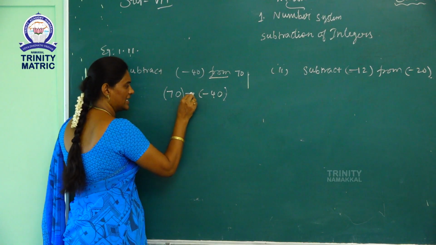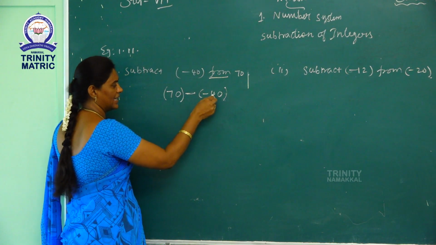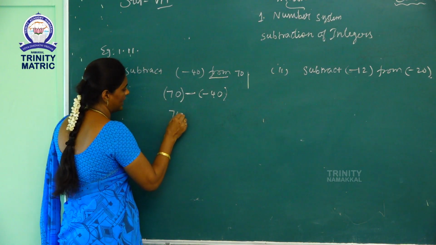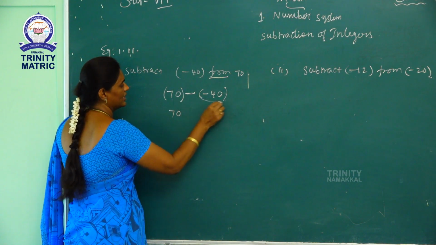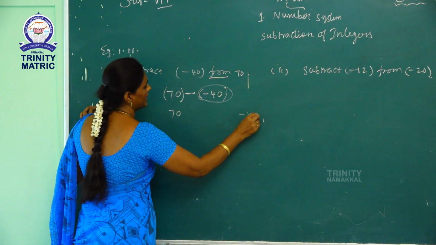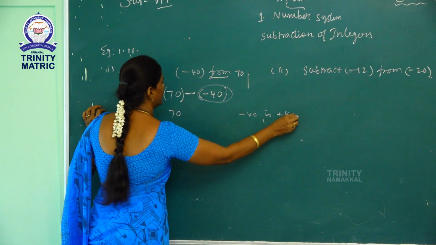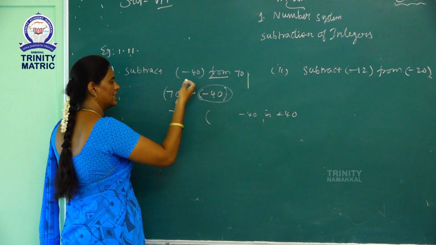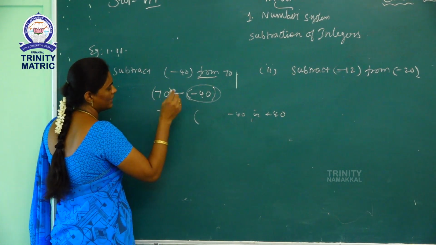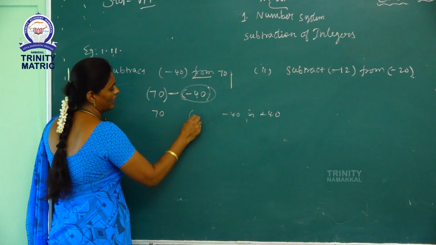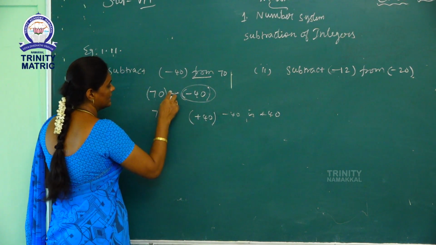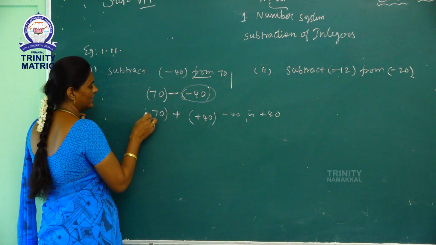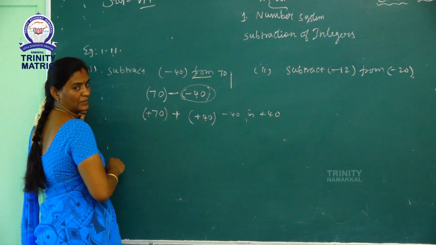Now we change this minus to plus, and we take the additive inverse of the second number. This 70 you write as it is. What is the additive inverse of minus 40? Yes, plus 40. We take the additive inverse of the second term, and the minus sign automatically changes to a plus sign. See, the additive inverse of minus 40 is plus 40. This minus sign changes to plus sign.